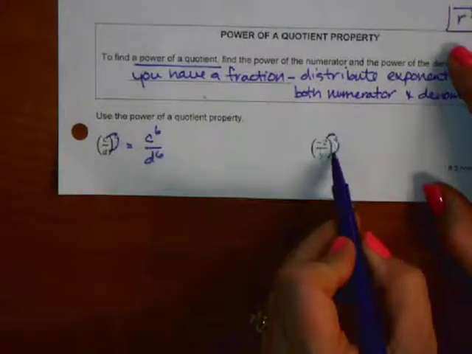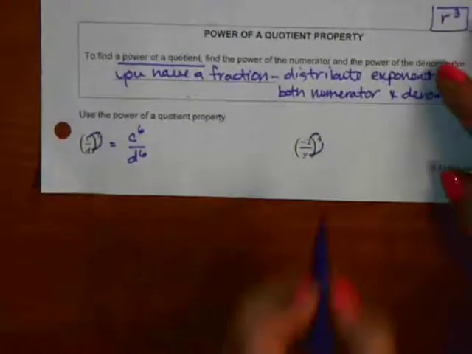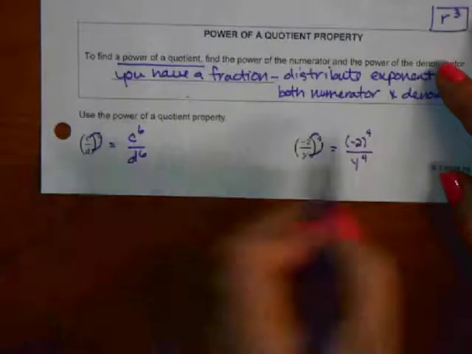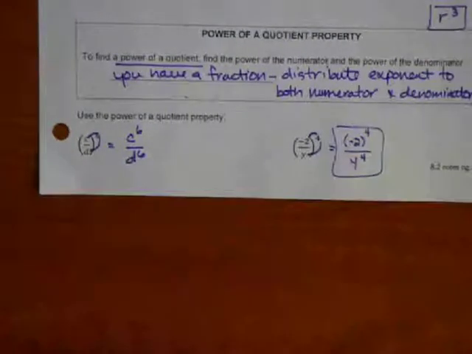All right, here. Put the 4 on the numerator and the 4 on the denominator. Now be careful because you have a negative base. Always put it in parentheses, over y to the 4th. That's all you can do there. Okay?